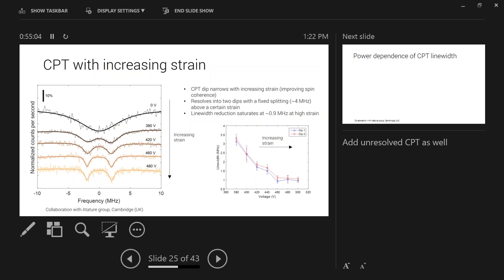As of now, we think that in our SiV, the one we're studying, this is the effect of coupling to a proximal nuclear spin. We're doing more experiments to understand this, but this sort of physics is kind of well understood with nitrogen vacancies that couple to carbon-13 nuclear spins. But that's something we're looking into in more detail. But the key point is that the line width, as you apply strain, is reducing, and that was the effect that we were hoping to see.